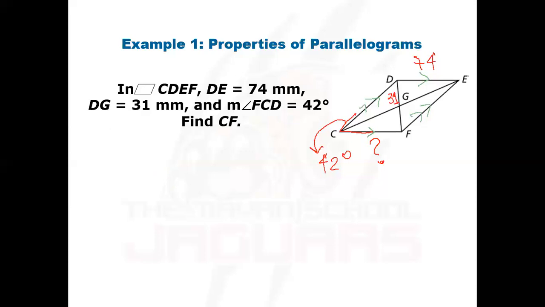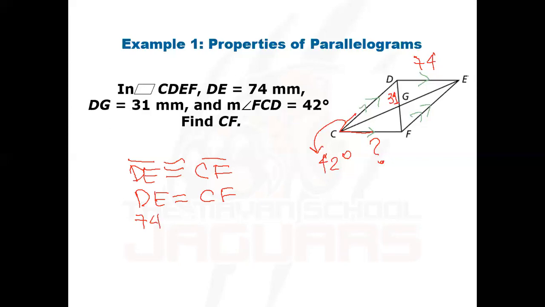I know that the segment DE is congruent with the segment CF. How do I know this? Because opposite segments are congruent in a parallelogram. And if they are congruent, it means that the length of the segment DE is the same as the length of the segment CF.